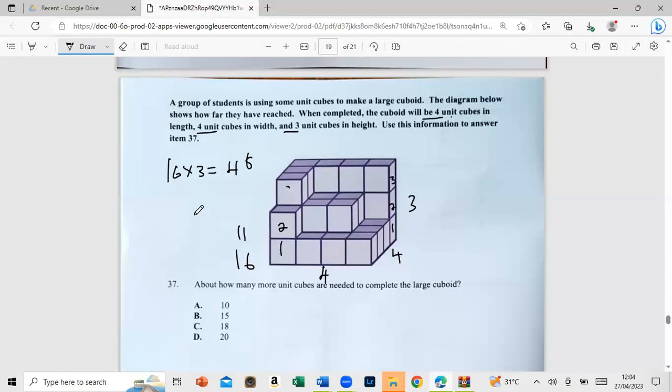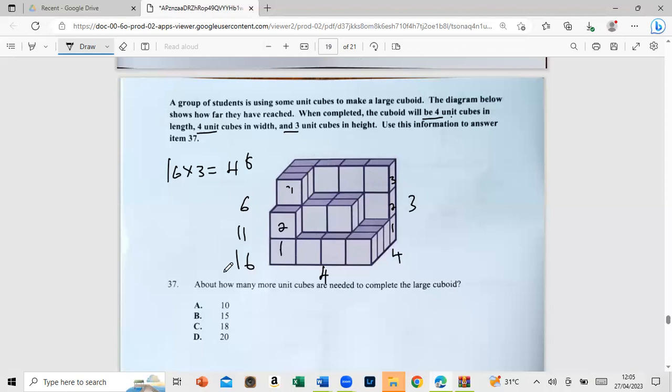Alright, so we need another. Let me just check what they have on the third row. So the third row, I'm going to need, let me see how many it has. I think that it's easier if you say how many it has. So it has 1, 2, 3, 4, 5, 6. So it has 6.